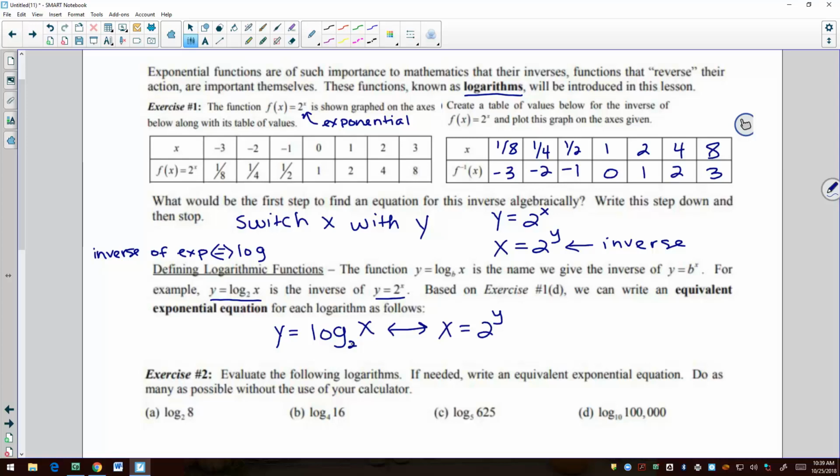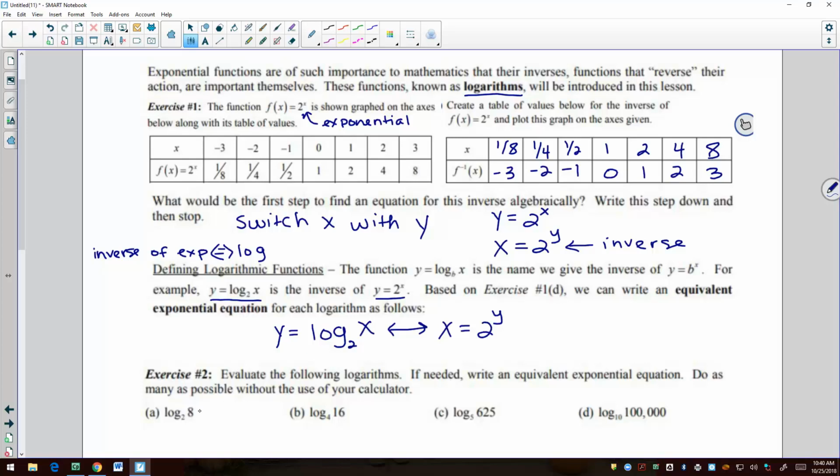So you're going to take whatever the little number is in the log, and it becomes the base, the big number. The exponent that you raise the base to is on the other side of the equal sign. And then you set that equal to whatever this big number is next to the base. Okay, next to the log.